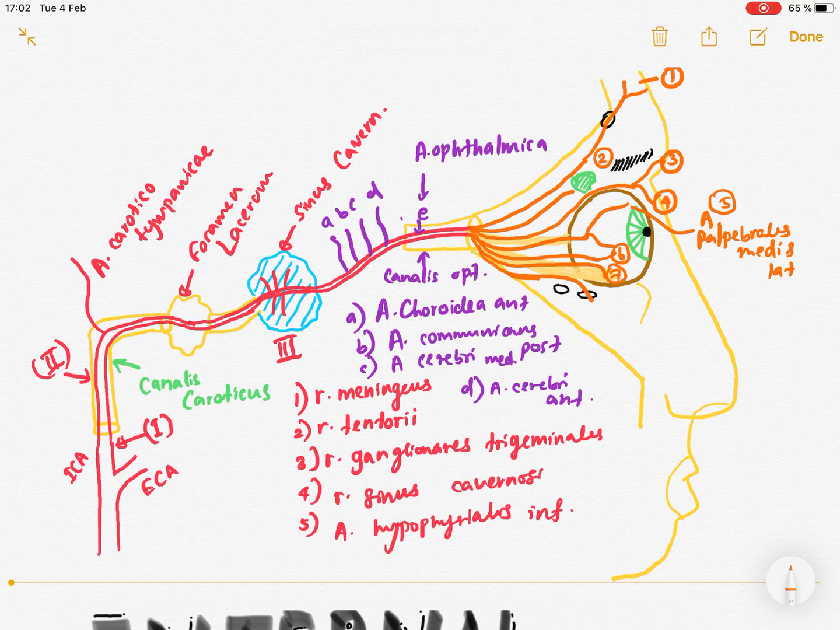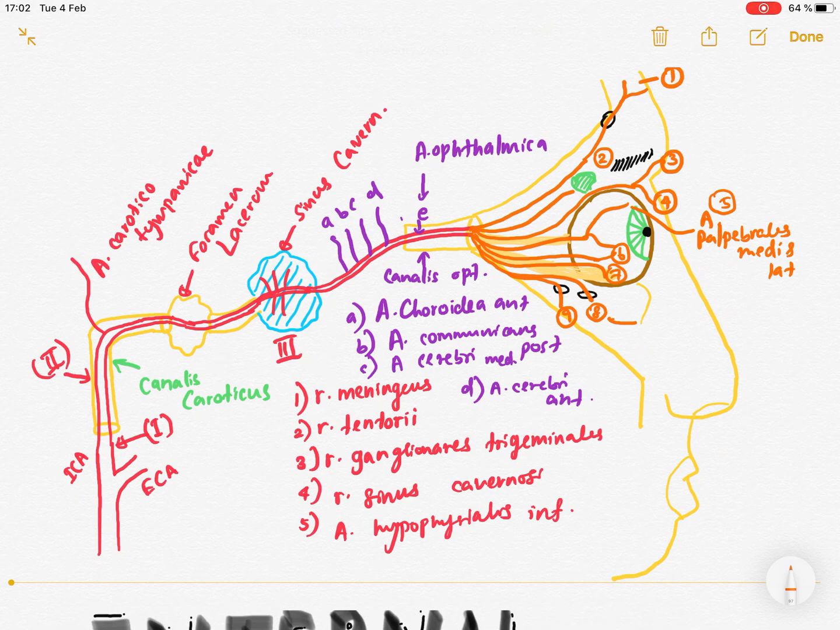Then we will have 2 other branches going through these foramens, and this is foramen ethmoidale anterior and foramen ethmoidale posterior. So respectively these arteries will be arteria ethmoidalis anterior and arteria ethmoidalis posterior. And this arteria ethmoidalis anterior will give arteria meningea anterior. Okay, we will talk about that later.